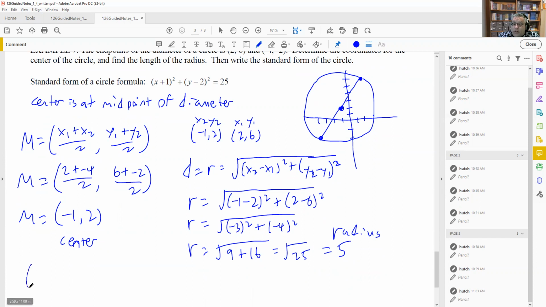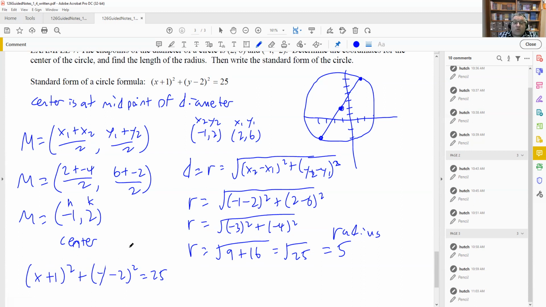So for the standard form equation, I'm going to do x minus h. This is h and this is k. If I do x minus the -1, I'm going to get +1. I have y minus k, y minus 2 squared, and then I have 5 squared, or 25. Okay, so that would be the exact equation of this circle that I just drew here. This would be the exact equation for it.